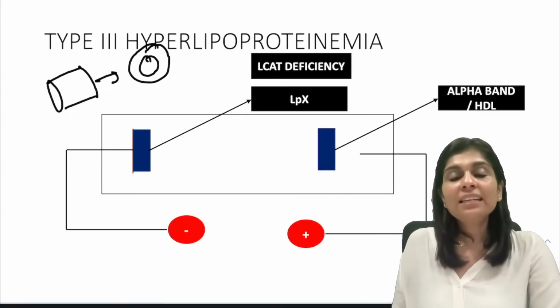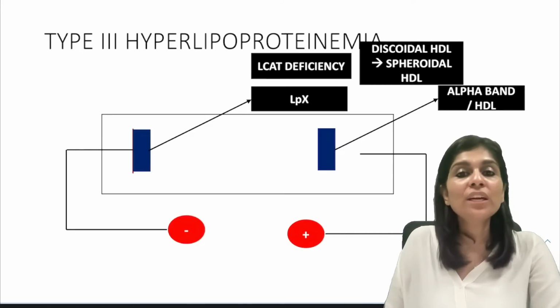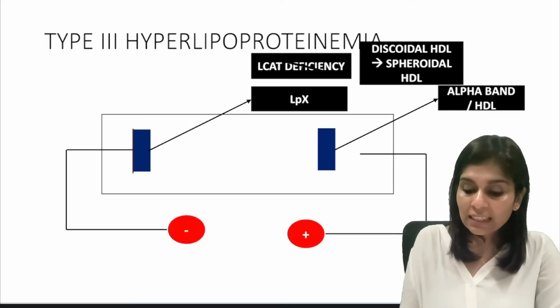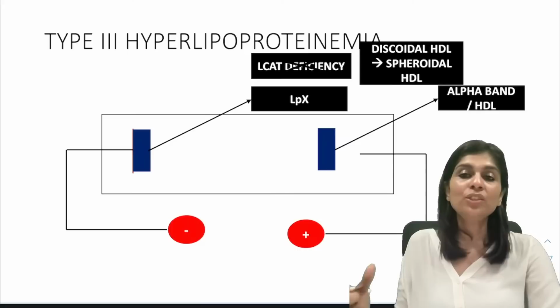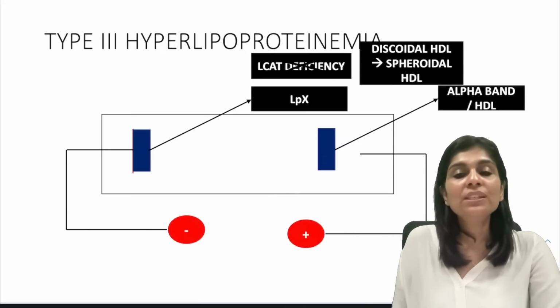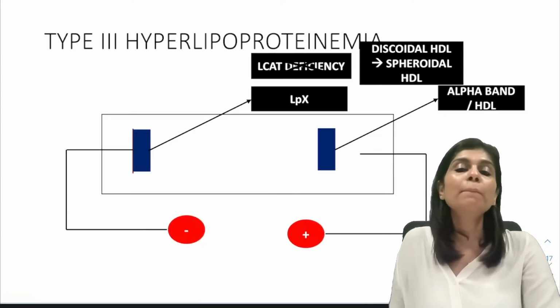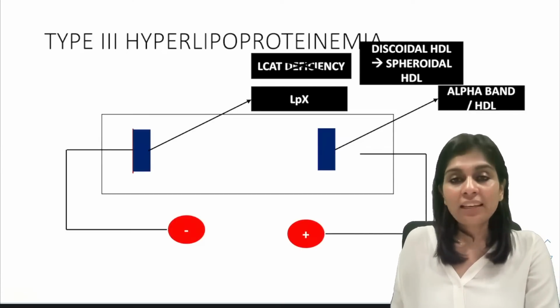Do you all understand this? LCAT, what is its role? It helps in the conversion of discoidal HDL to spheroidal HDL. So whenever there is LCAT deficiency, which HDL would accumulate? Discoidal HDL would accumulate. And that discoidal HDL takes a shape which is lamellar, and that is called lipoprotein X. So lipoprotein X is a feature of LCAT deficiency.